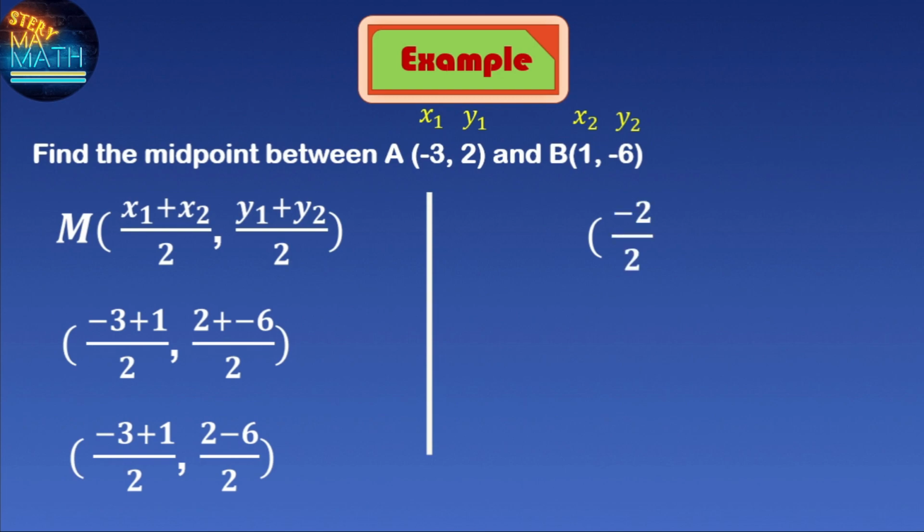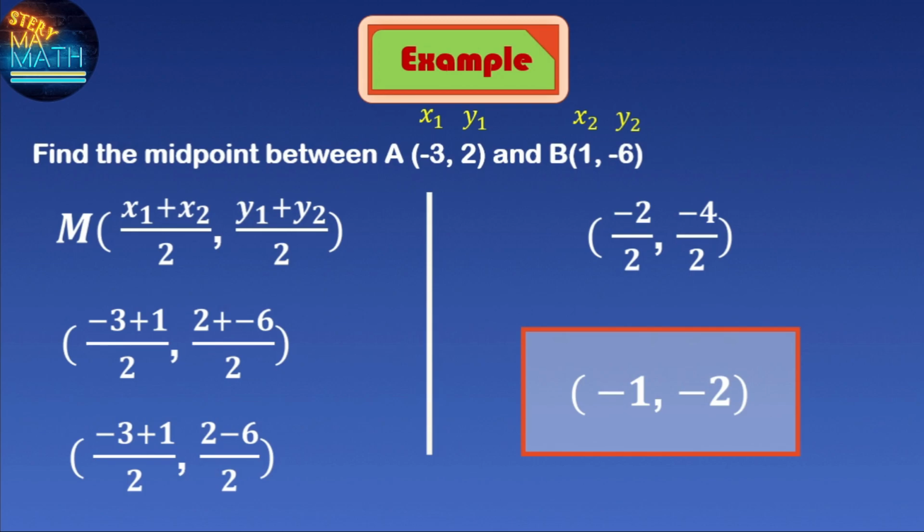Now we can simplify the numerator. -3 plus 1 is -2, and 2 minus 6 is -4. So the point will be -2 over 2 and -4 over 2, which is -1 and -2. So the midpoint between A and B is (-1, -2). It's so easy. Now it's your turn to pause the video here and solve the next problem.